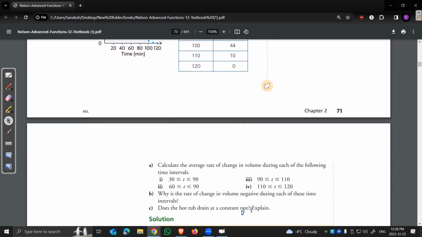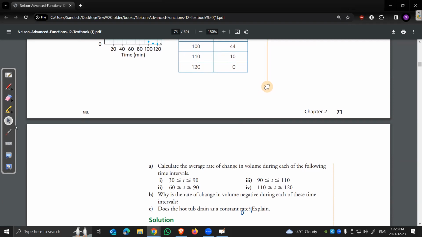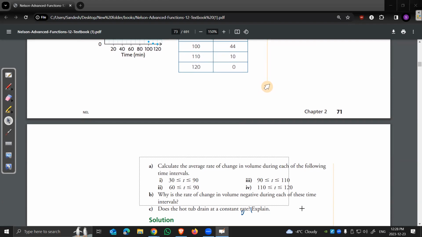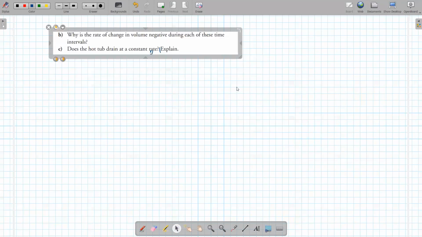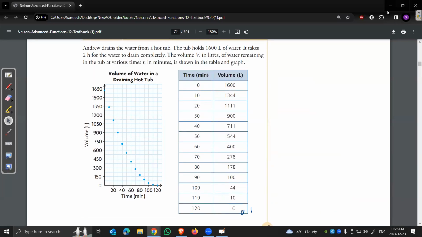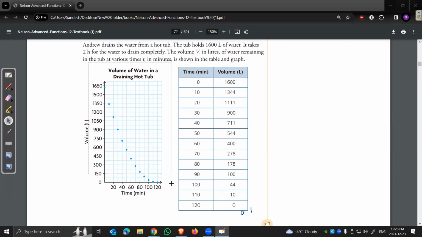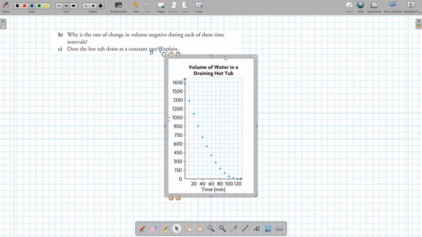You don't have to do part A. Part A is basically just plug and chug, f of b minus f of a. But here's some concept questions. Look at part B.